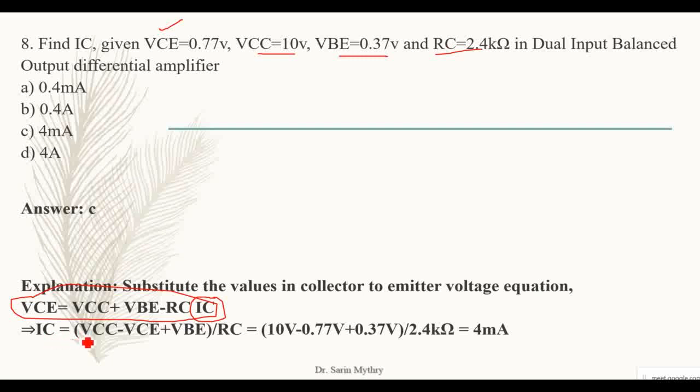Then your equation becomes IC equal to VCC minus VCE plus VBE divided by RC. Substitute the value of VCC, equal to 10, VCE equal to 0.77, plus VBE equal to 0.37, divided by RC. The RC value is 2.4 kilo ohms. When you do this simplification, you are going to end up with an answer of 4 milliampere. So ultimately your answer will be the third one, that is 4 milliampere. I hope it's clear to you now.